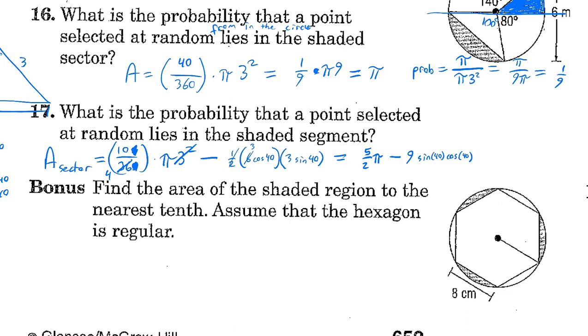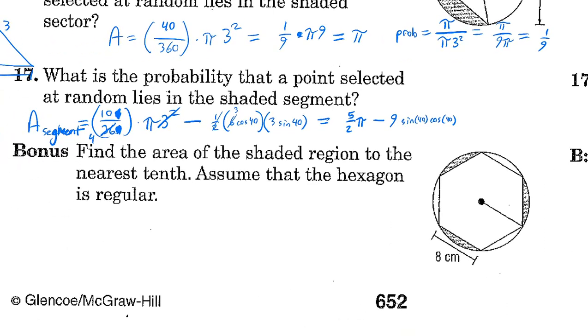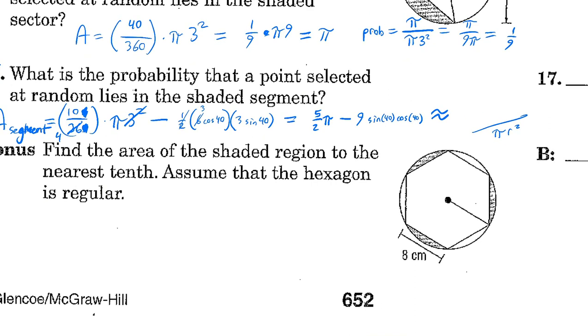I wrote area of sector, but we actually did area of the segment because I ended up taking away the triangle. Okay, so that's the area. Then we find that decimal value, and that's out of a total of pi r squared, or in other words, out of the total possibility of 9 pi, what did we get?